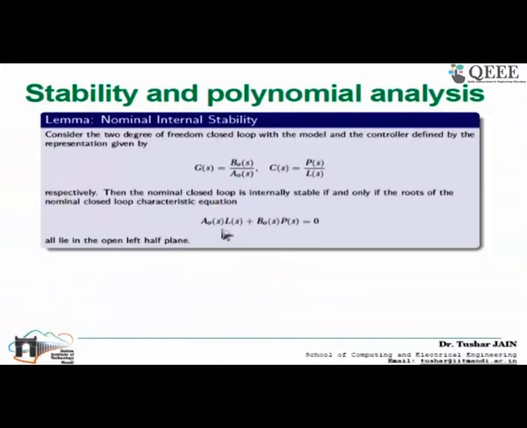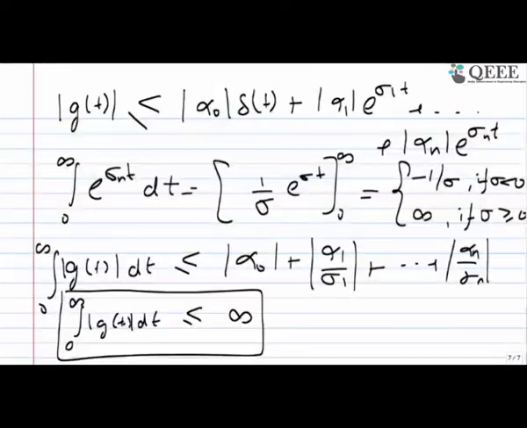Now if you recall, we have said that the nominal closed loop is internally stable if and only if the roots of this equation lie in the open left half plane, and we have only shown the if statement, not the only if. Now we show the converse. If we are able to show the converse, that gives us the if and only if criterion. That is, if a system is asymptotically stable, then all poles have a negative real part. Initially we have shown that if the poles have a negative real part, the system is asymptotically stable. Now we show that if the system is asymptotically stable, then all poles have a negative real part.